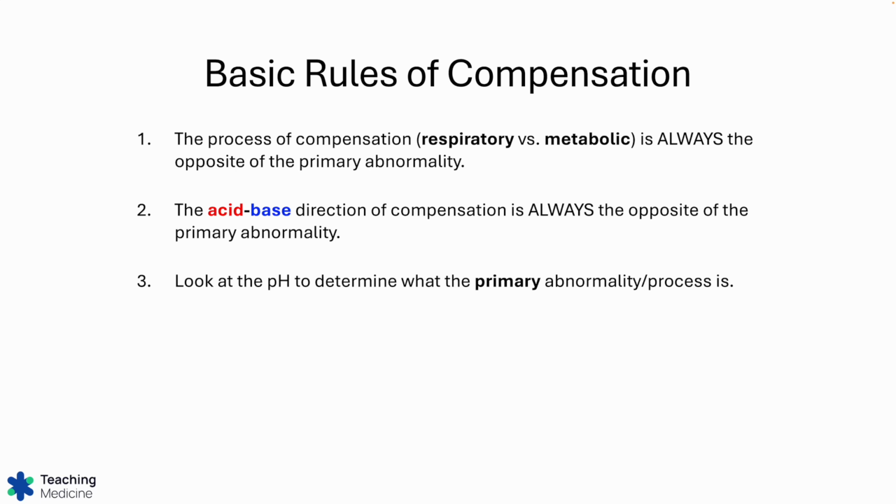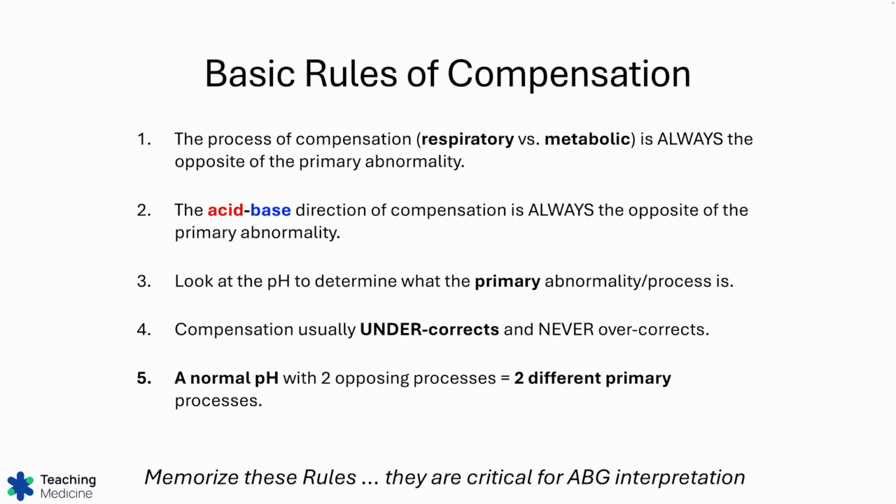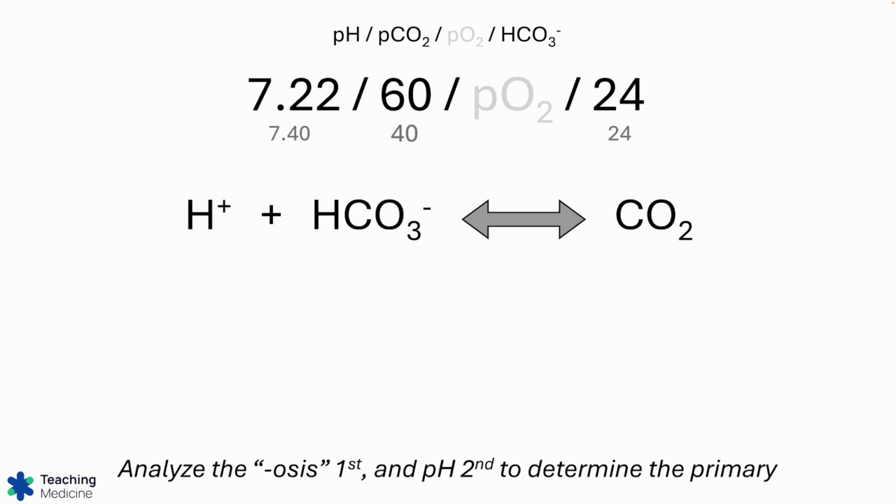You have to look at the pH to determine what the primary abnormality or process is. Compensation usually undercorrects and never overcorrects. And if you have a normal pH, so 7.40, or it could be really close, 7.41, 7.39, then you have two opposing processes and they are both primary processes. We would not label one of them primary and the other one compensatory. Memorize these rules. They are critical for your ABG interpretation.